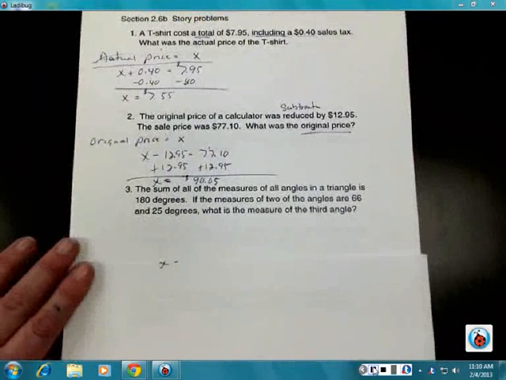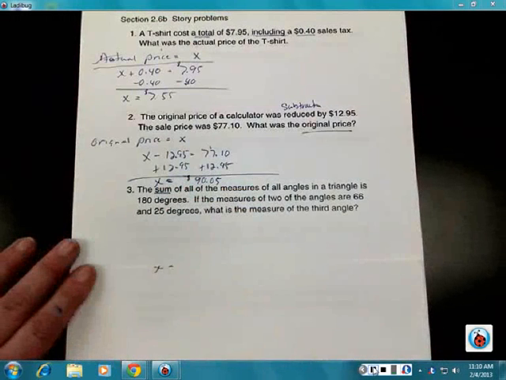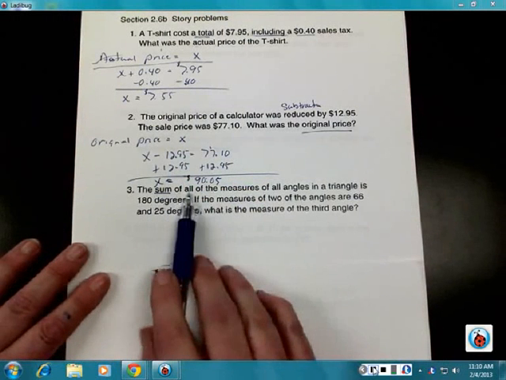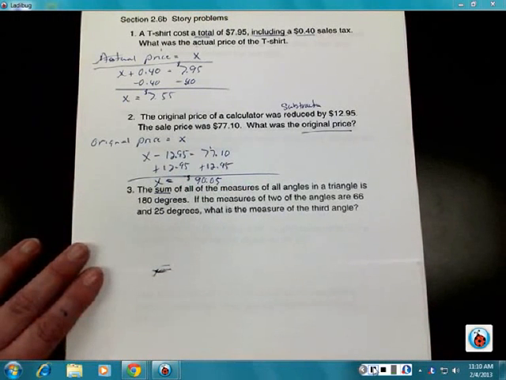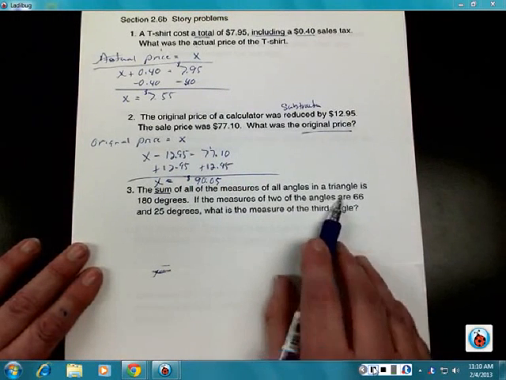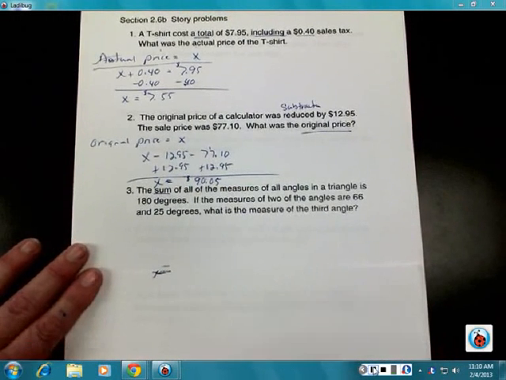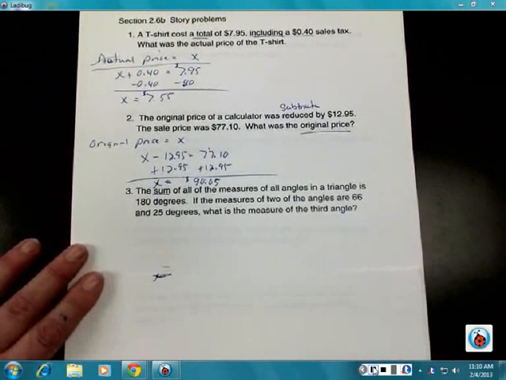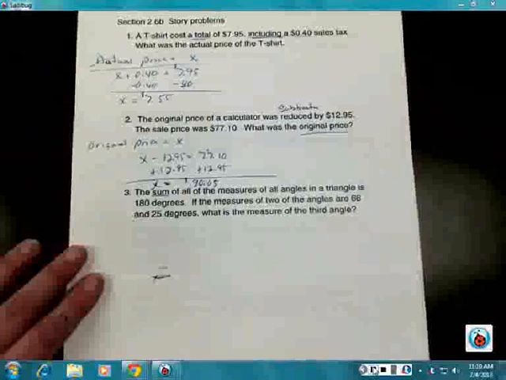All right, the next one. The sum means what? What's sum meaning? Sum means we've got some addition going on there, right? The sum of all measures of all angles in a triangle is 180 degrees. So the sum of all those separate measurements of the angles in a triangle is 180 degrees. If the measure of two of the angles is 66 and 25 degrees, what's the measure of the third angle? Now you're probably looking at this one and saying, Kyle, all I have to do is take 180 and subtract 66, subtract 25, I got it, right?